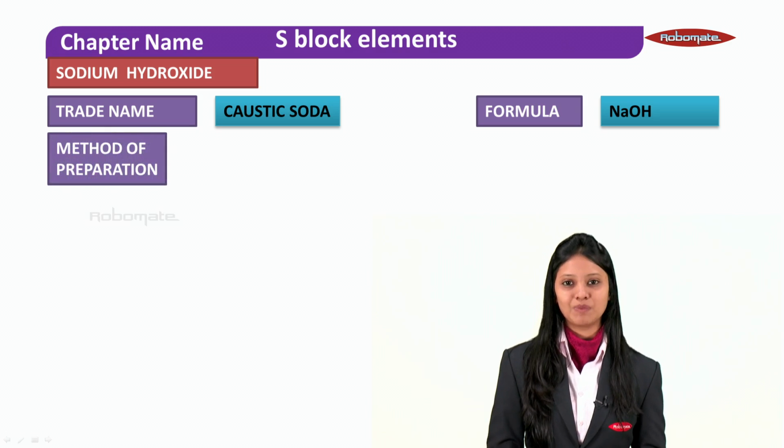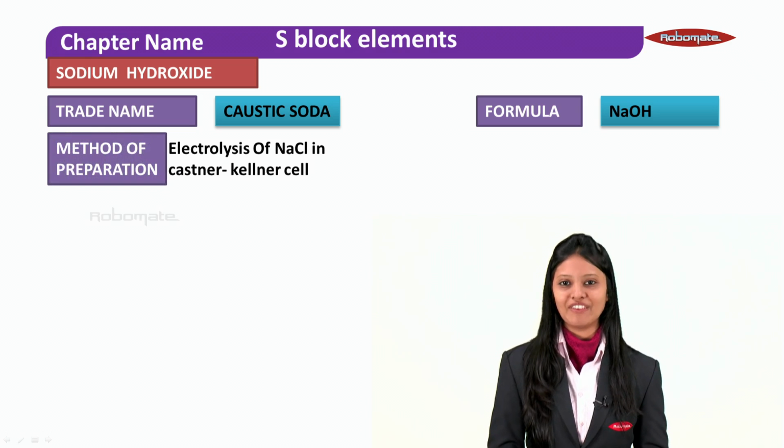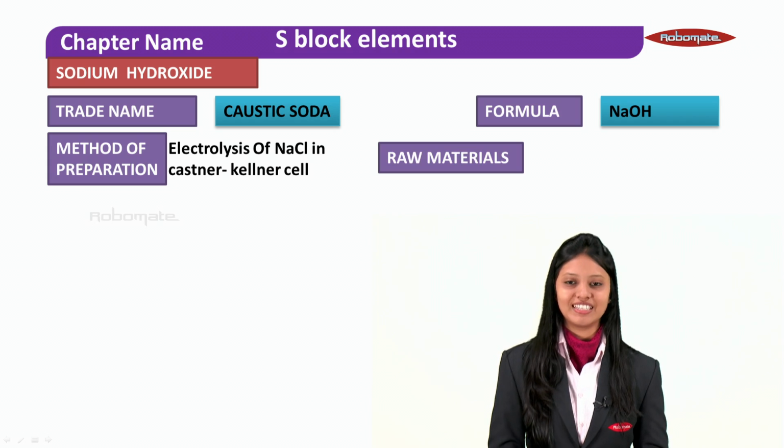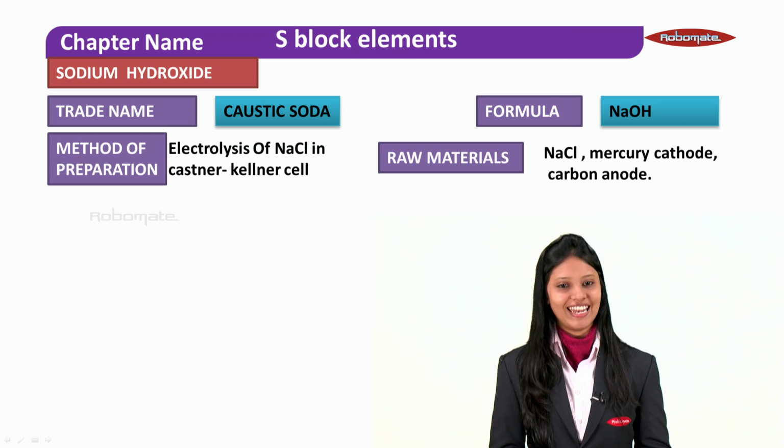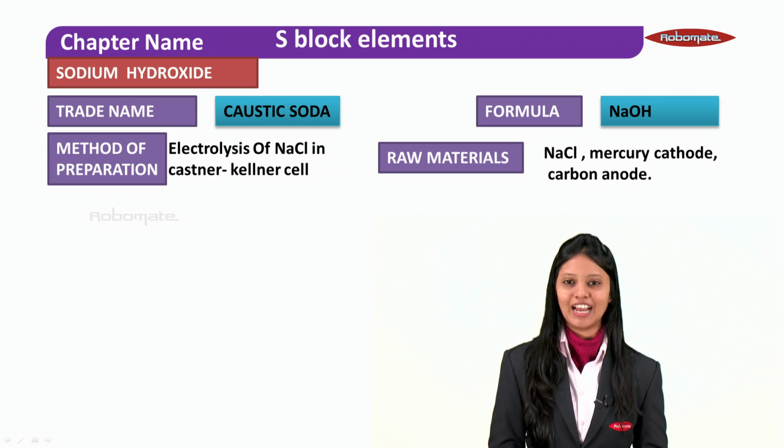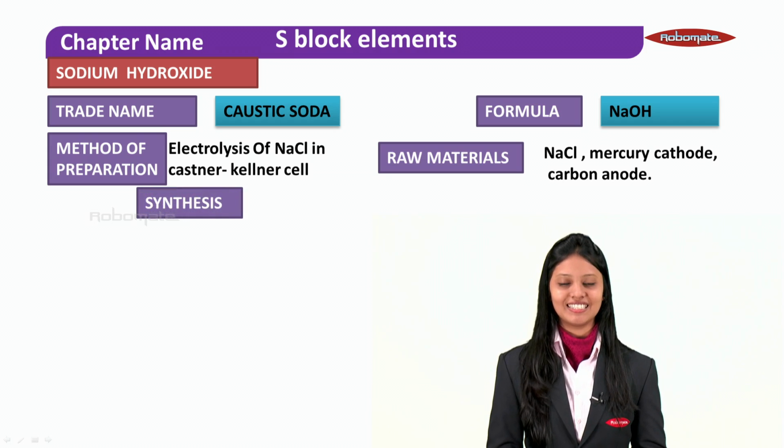Sodium hydroxide is prepared by electrolysis of NaCl in the Castner-Kellner cell. Raw materials used in this preparation are NaCl, mercury cathode and carbon anode. Let's see the synthesis now.